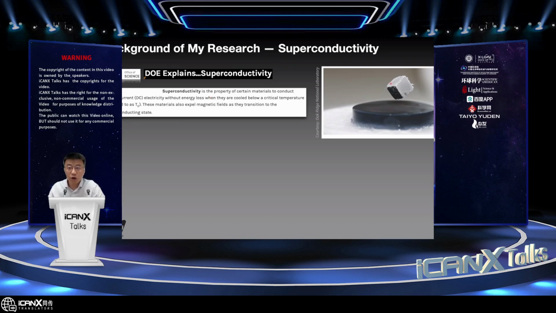So this is why in scientific gatherings or activities, or secondary school students' activities, people like to show this kind of demo experiment where a superconductor, when cooled below a certain temperature, can float above a magnet.